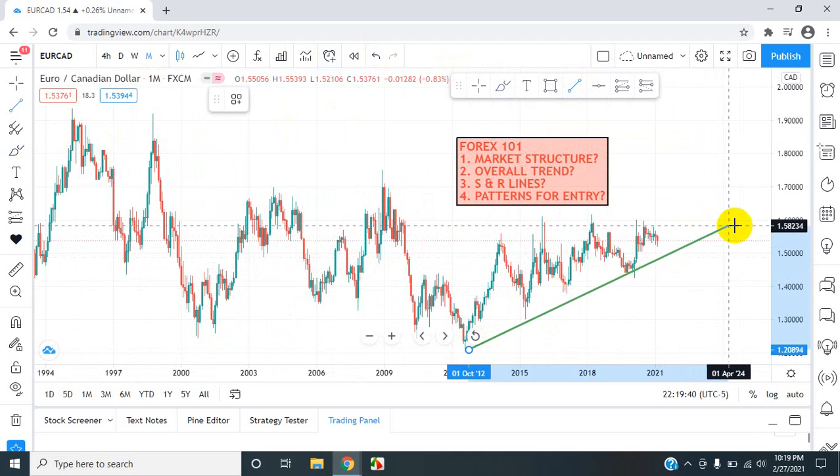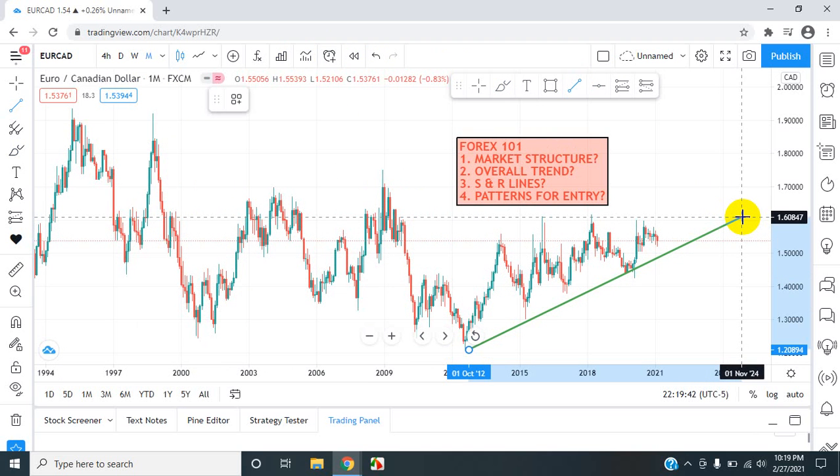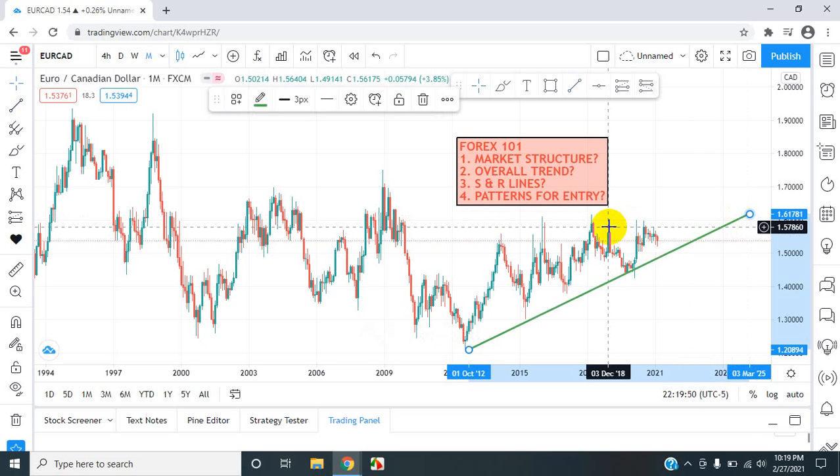So we can see that the market is in some type of uptrend and the market is trying to return to previous areas of higher highs.